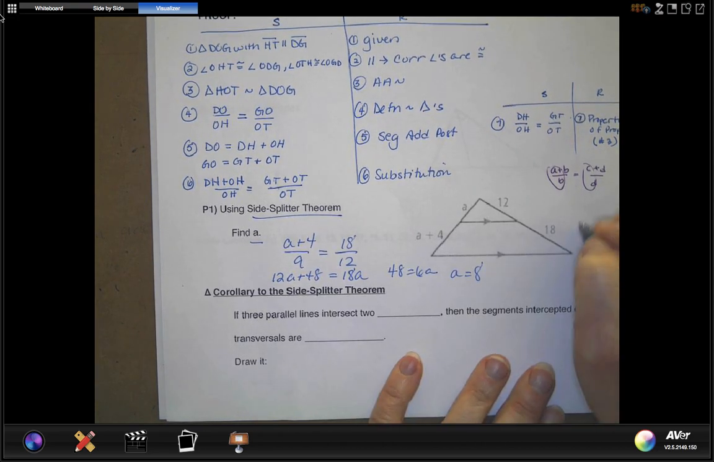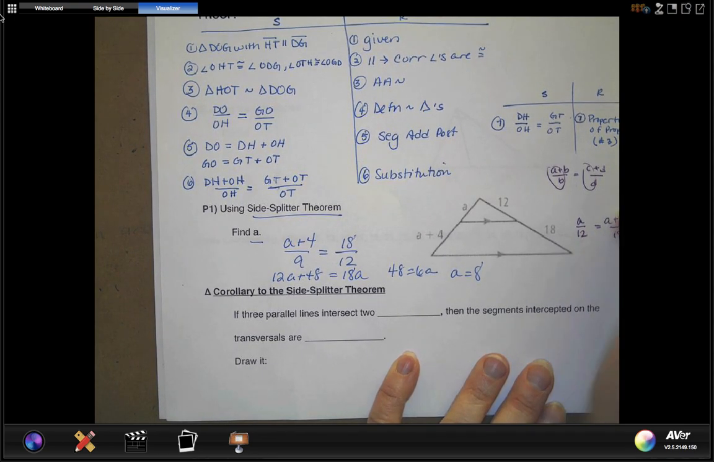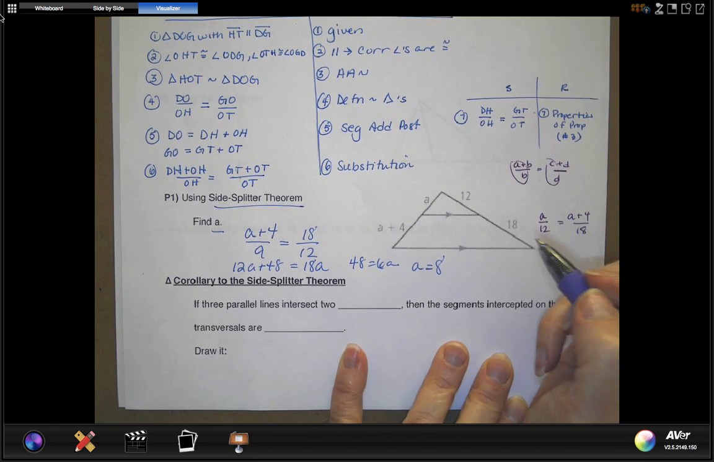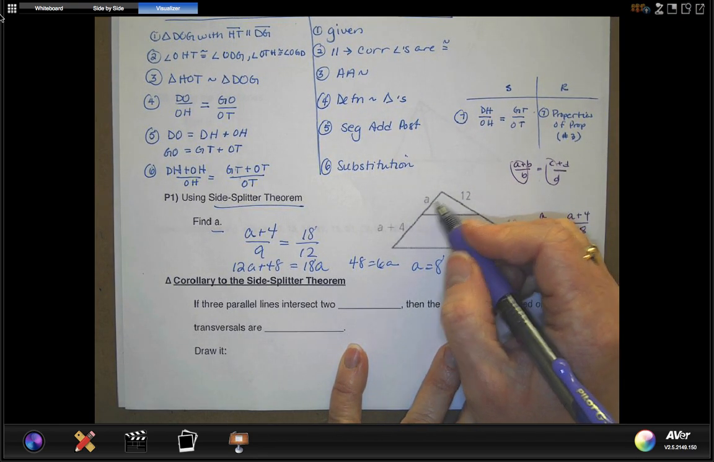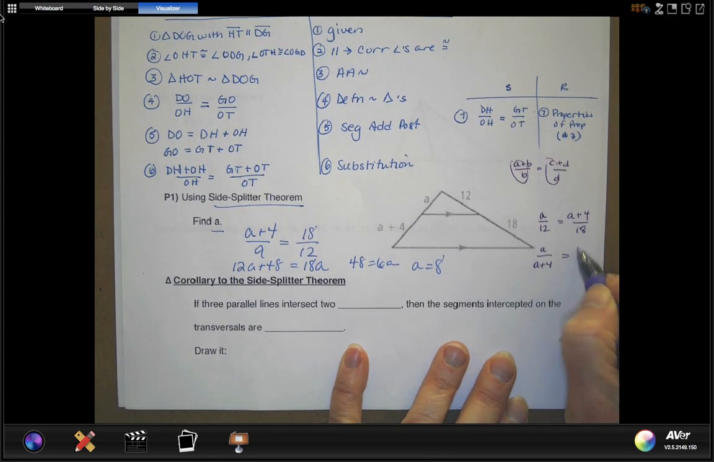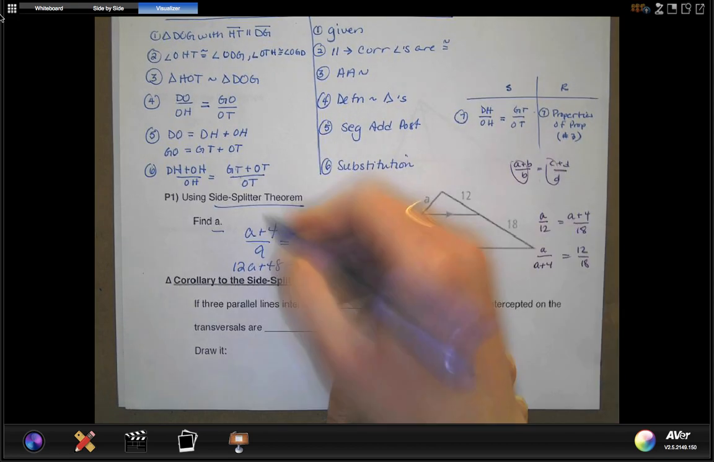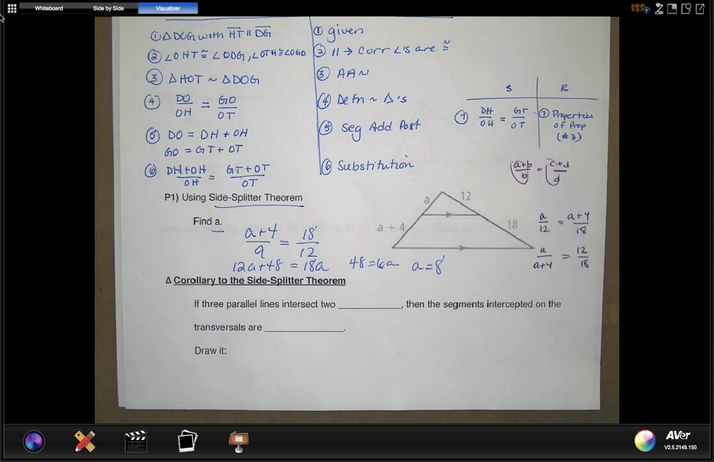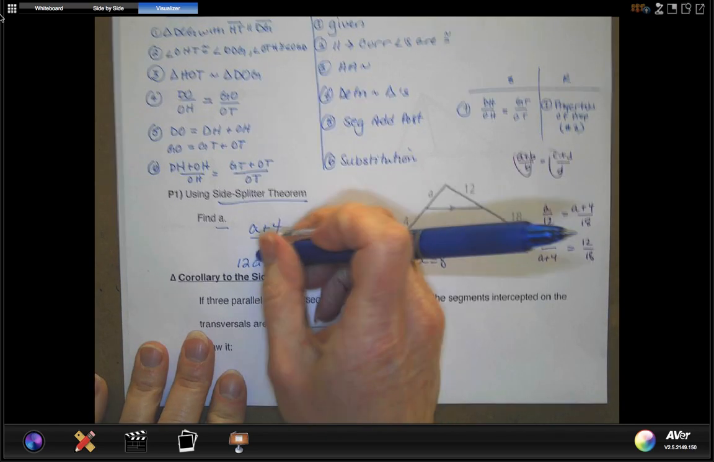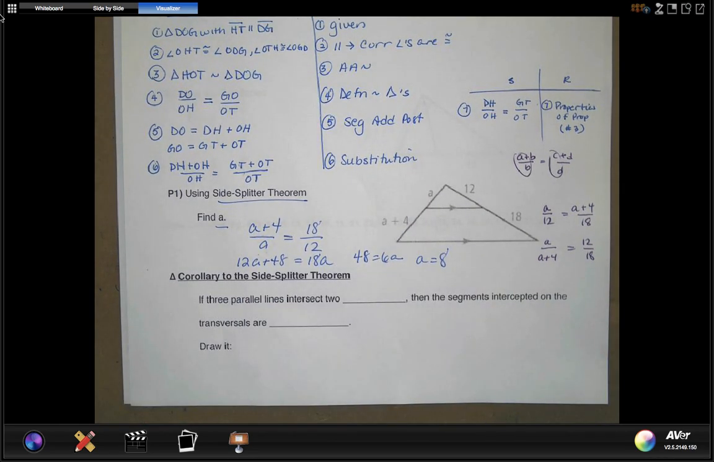Now, just so you know, you could go A over 12 is equal to A plus 4 over 18, because again, if I cross multiply, I'm still multiplying the same things. You could go A over A plus 4 is equal to 12 over 18, because again, if I cross multiply, I'm multiplying the same things. So there are other ways you can write those, as long as in the end you're multiplying it the same way that we just multiplied it here.